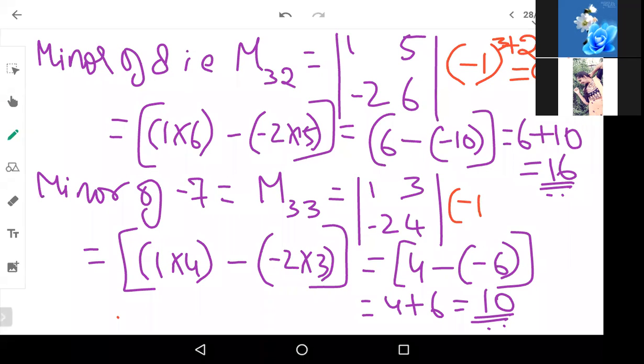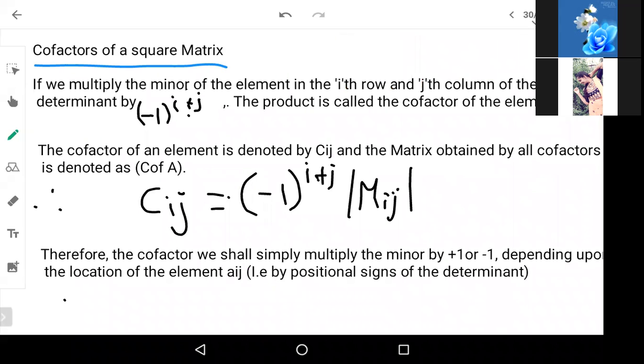Similarly, for this minor whatever we have calculated, if you multiply by -1 to the power of the row number plus the column number, here it is 3 3, so third row third column, then it will become the cofactor of that particular number, that is -7. So this is known as the cofactor of a square matrix.